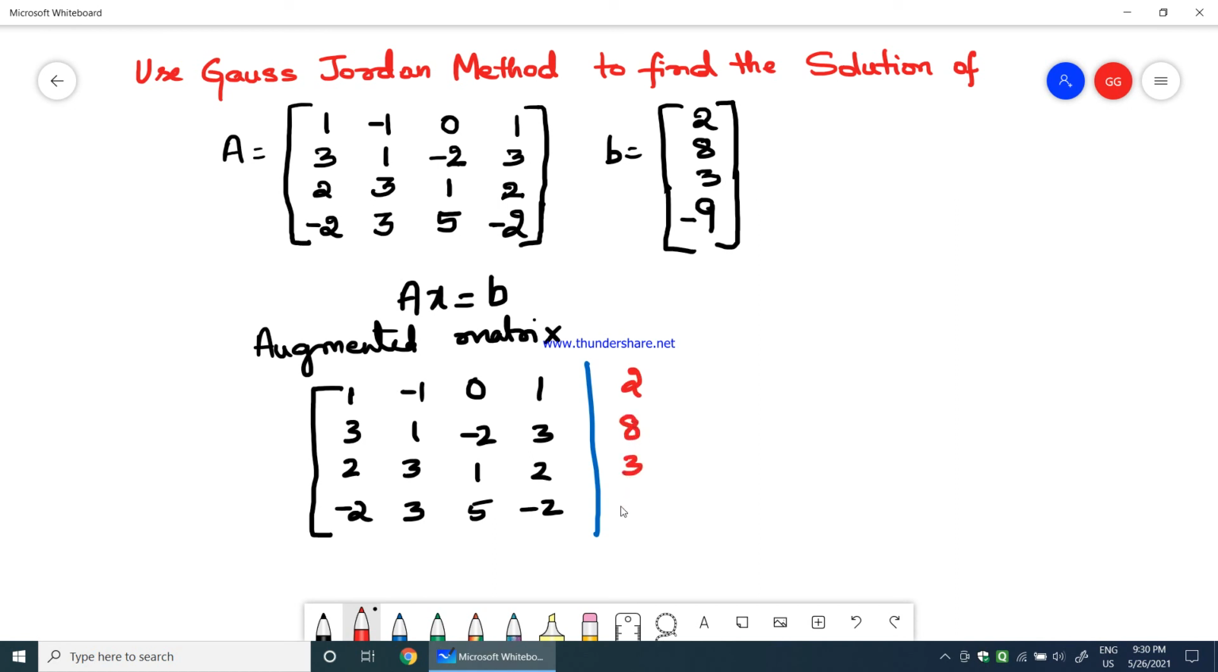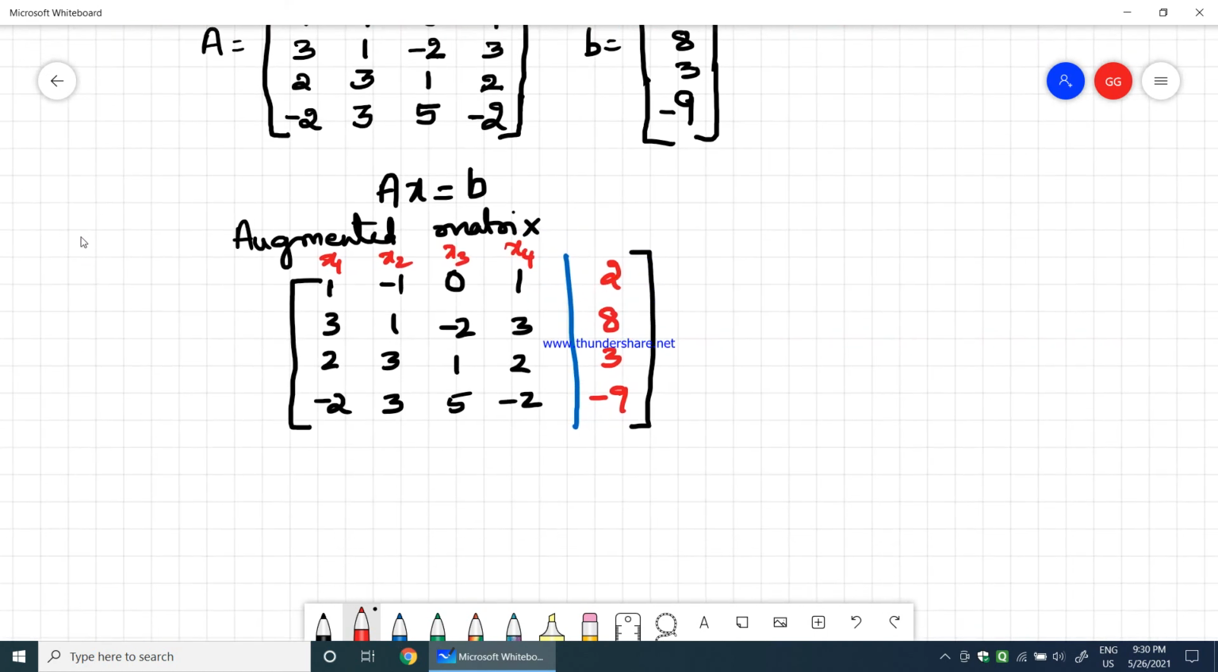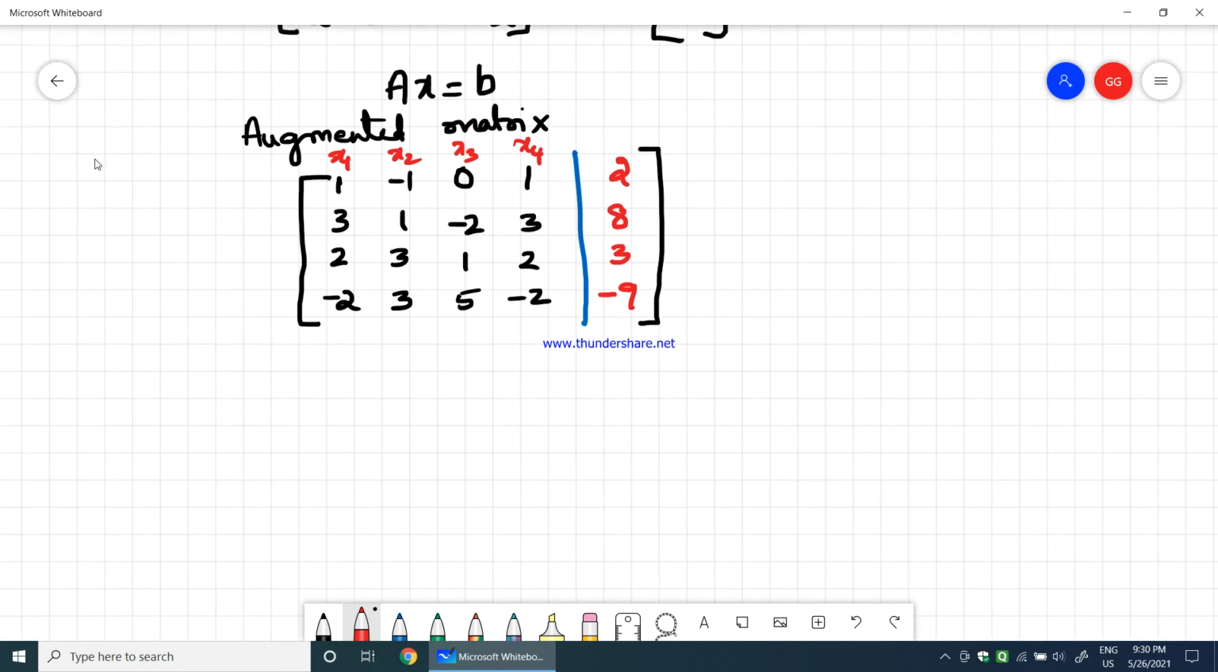3 and minus 9. So this is the augmented matrix that we write in terms of Ax equals B. This is the Ax term, and this is the b term, where in Ax this is the x1 term, x2 term, x3 term, x4 term. So that is what we see. So our job is now to find out what is x1, x2, x3, x4.